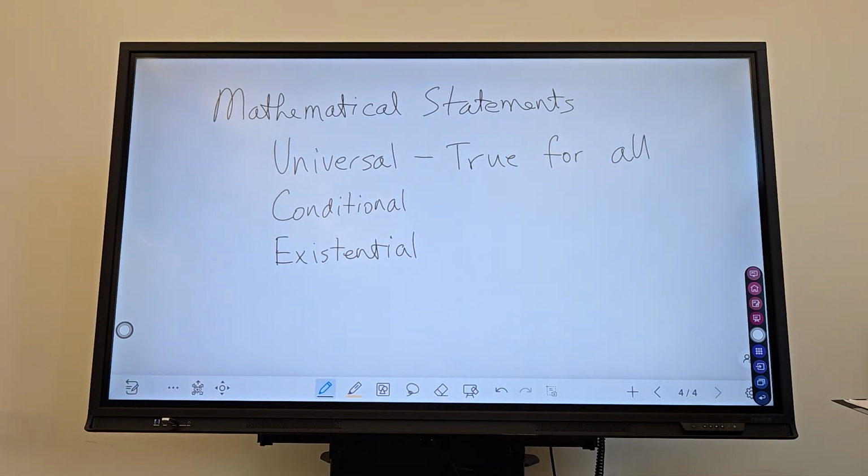So, like the example I gave a couple of moments ago, for every real number r, r squared is greater than or equal to 0. It's for all real numbers. It is universal.